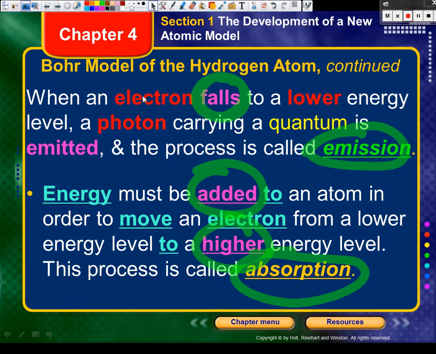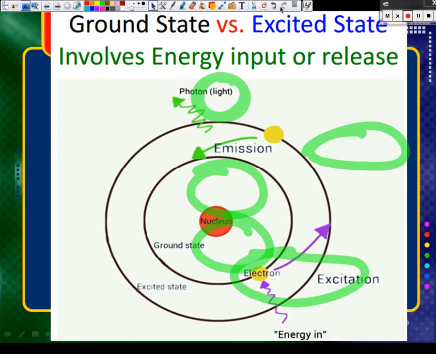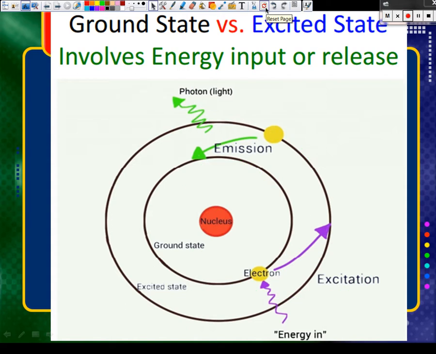So did we talk about the microwave in here? Okay, perfect. So I want to make sure that we talked about that in here. So this is one picture that kind of summarizes exactly what we just talked about. So the ground state versus the excited state. So it involves energy input or release. So if we have emission, now emission means to do what? All right, so emission means to give off.